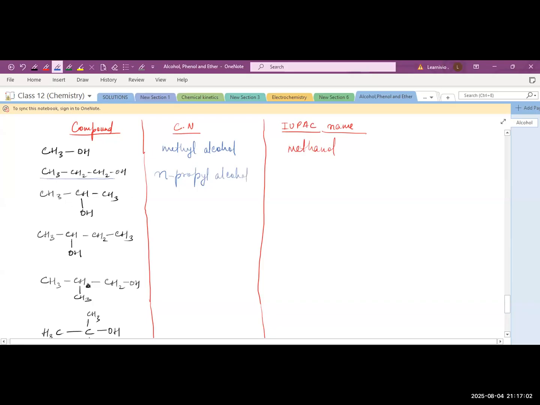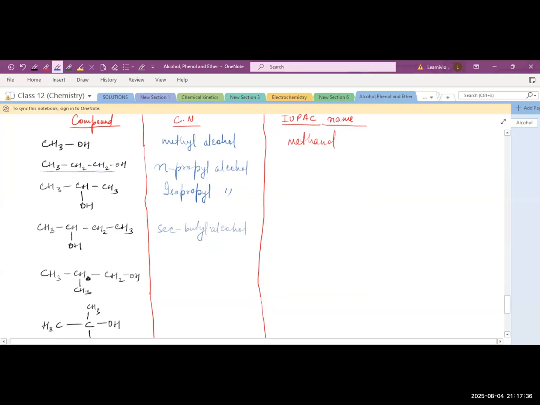Now see this one, how can we write the name? You can see this is your isopropyl, so this is your isopropyl alcohol. And this structure is butyl, this is your butyl alcohol, but this one is your sec-butyl alcohol.